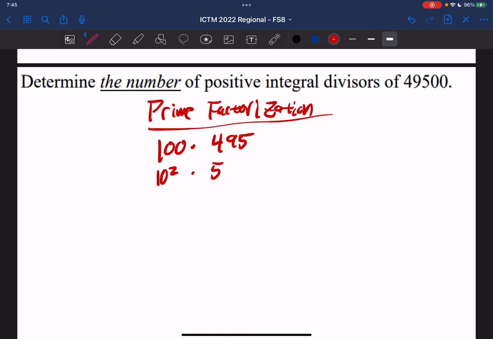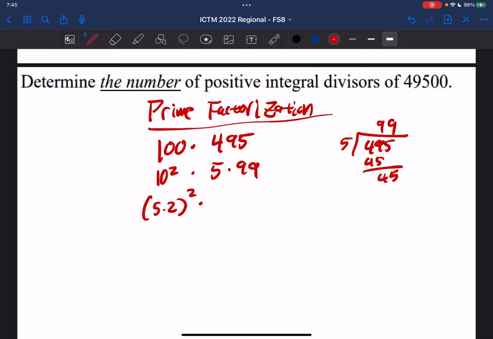Now I know I can divide 495 by 5. So let's see, 49, yes, that's 9. So 45, so we get 45, so 99. All right. Now 10 squared, that's 5 times 2 squared. 99 is 9 times 11.